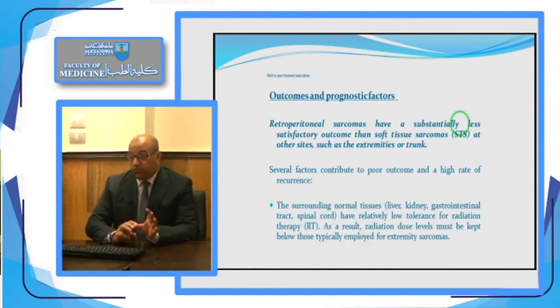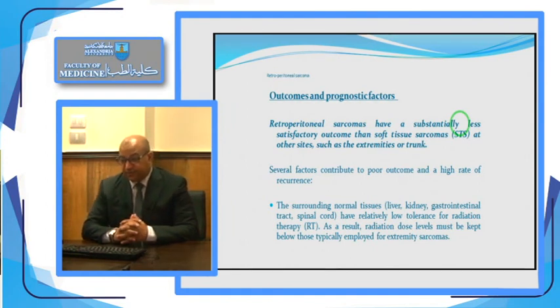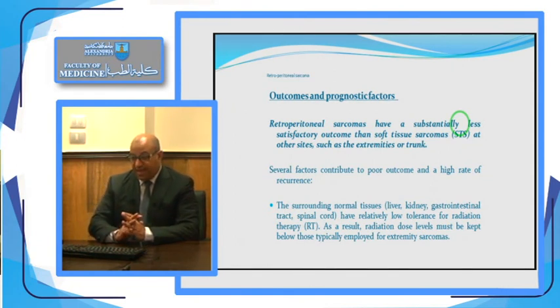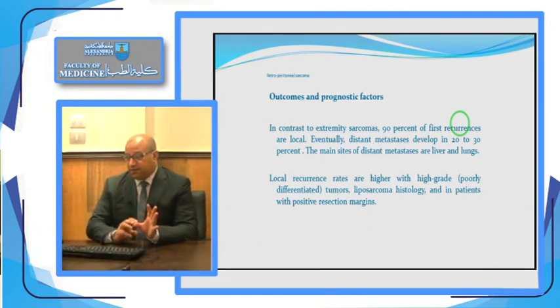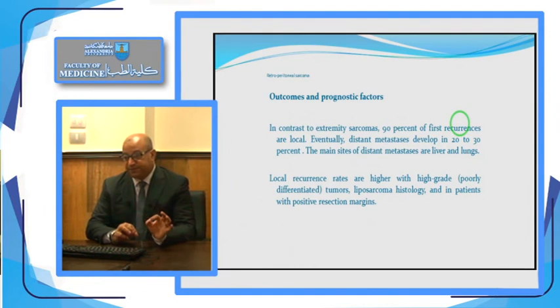The surrounding normal tissues, liver, kidneys, gastrointestinal tract, and the spinal cord have a relatively low tolerance for radiation therapy. As a result, radiation dose levels must be kept below those typically employed for extremity soft tissue sarcomas. In contrast to extremity sarcomas, 90% of first recurrences are local. Eventually, distant metastases develop in 20 to 30%.